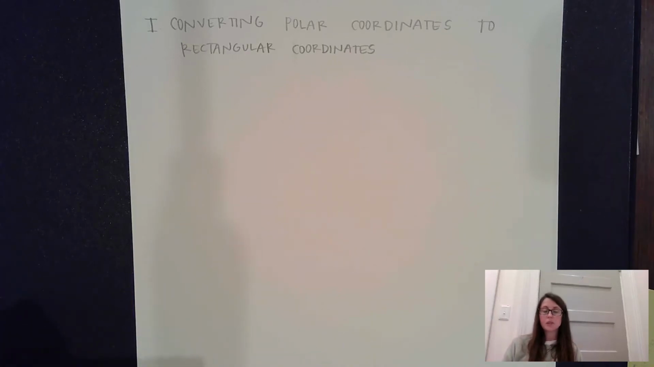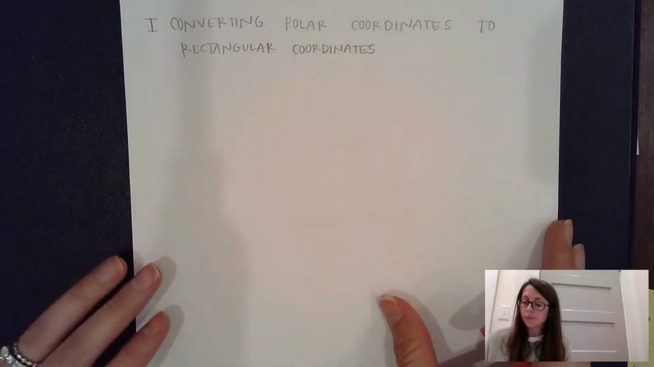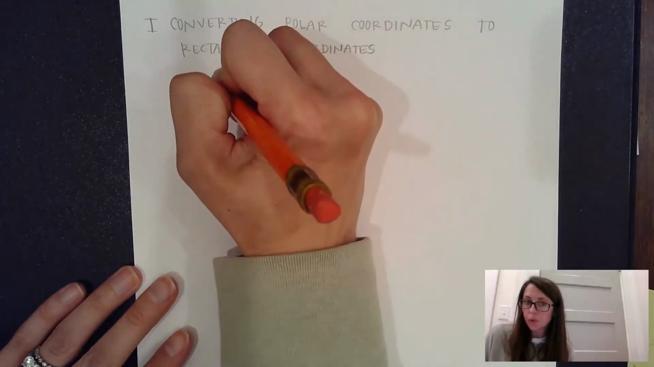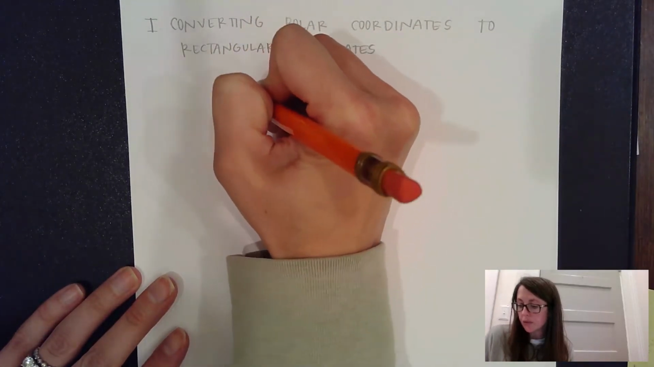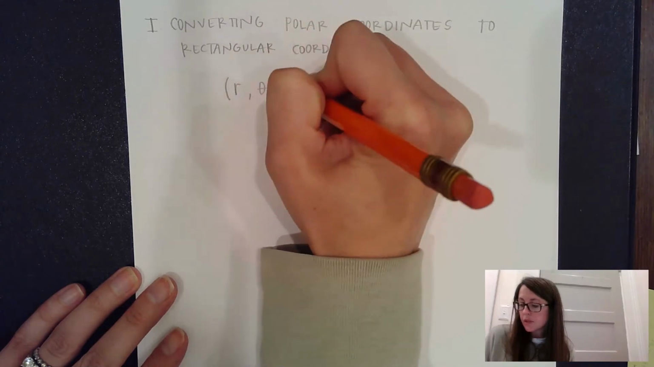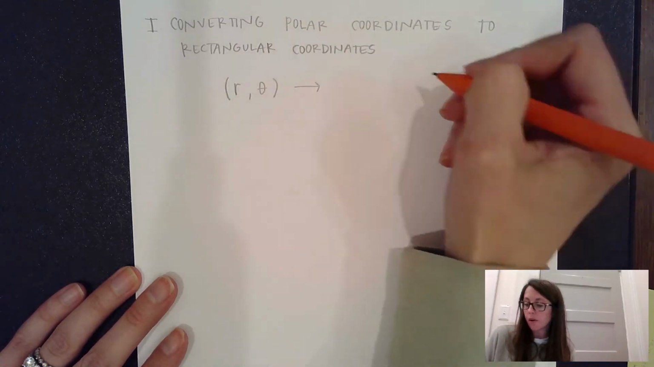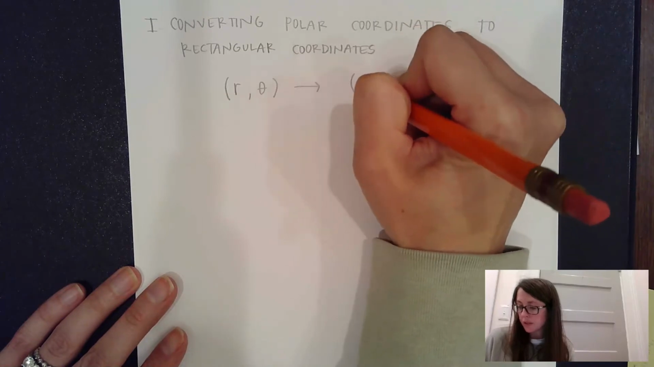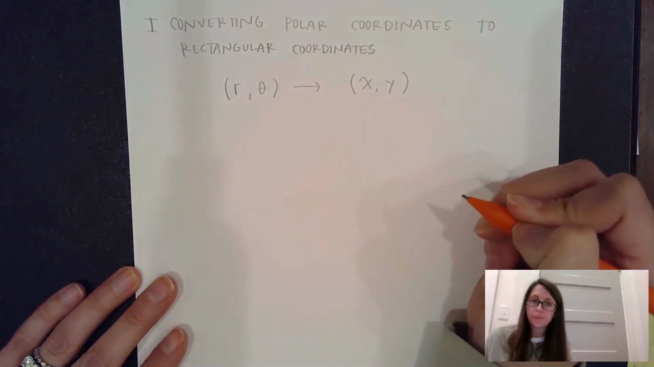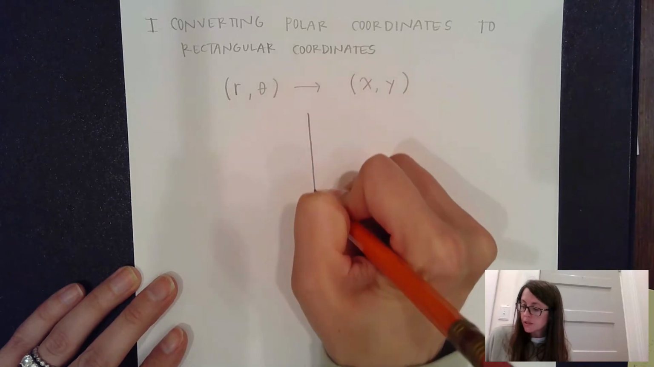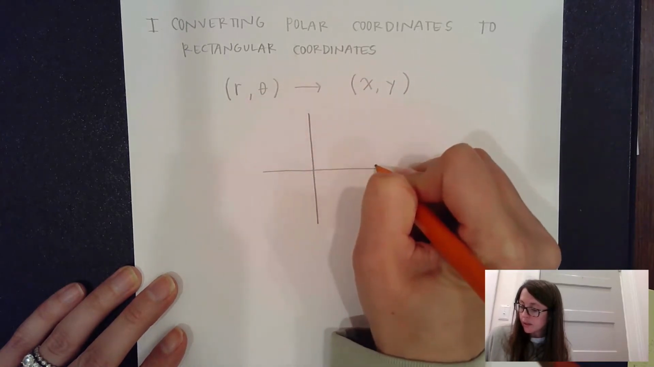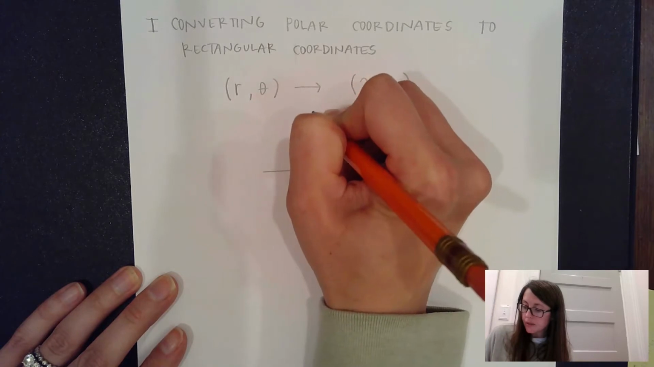Hey guys, so today we're going to look at converting polar coordinates to rectangular coordinates and then converting rectangular coordinates to polar coordinates. So when we want to take a polar coordinate, remember a polar coordinate is in terms of r and theta. So we want to turn that r and theta into some x and y.